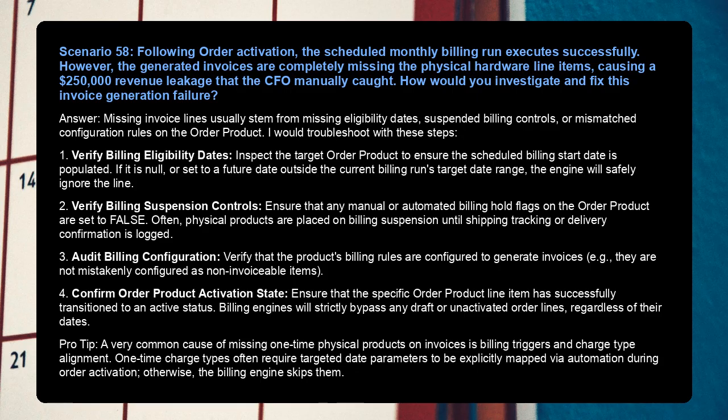Pro tip: a very common cause of missing one-time physical products on invoices is billing triggers and charge type alignment. One-time charge types often require targeted date parameters to be explicitly mapped via automation during order activation. Otherwise, the billing engine skips them.